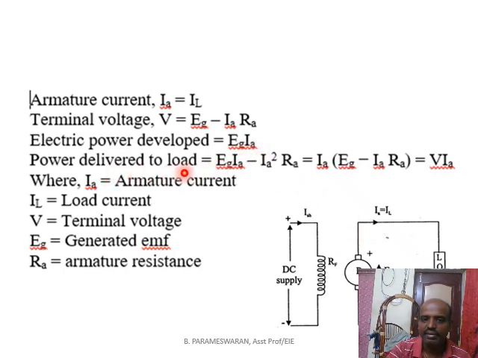What is the power we are delivering to the load side? That is the generated power minus the losses. The generated power will be Eg into Ia. The losses in the armature will be written as minus Ia squared Ra. Taking Ia as common, it will be written as Ia into Eg minus Ia Ra, which is equal to V. So that's why we are writing V into Ia. Here Ia is the armature current, IL is the load current, V is the terminal voltage, Eg is the generated EMF, and Ra is the armature resistance.